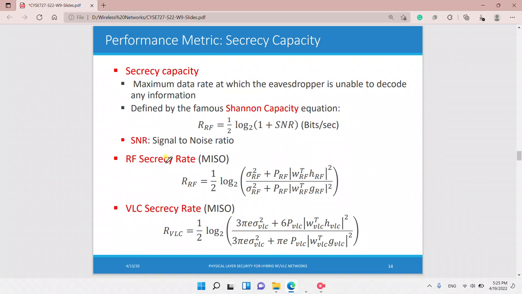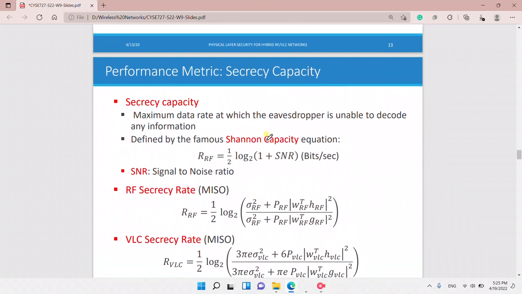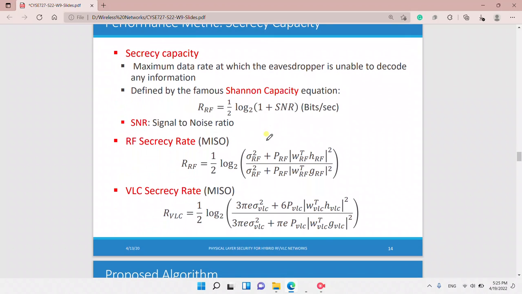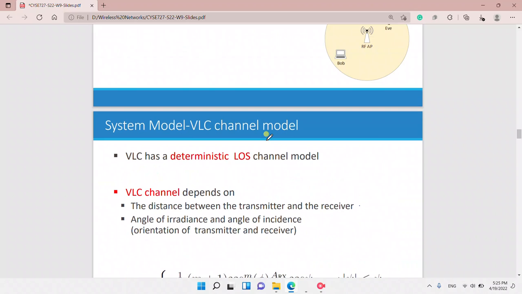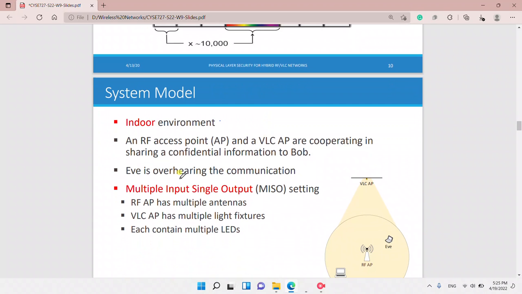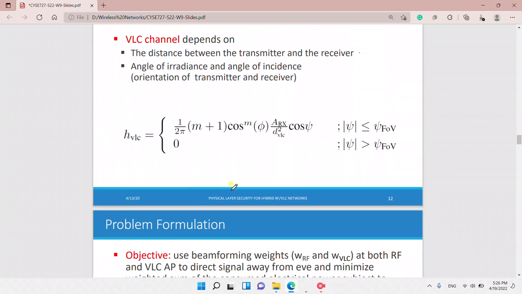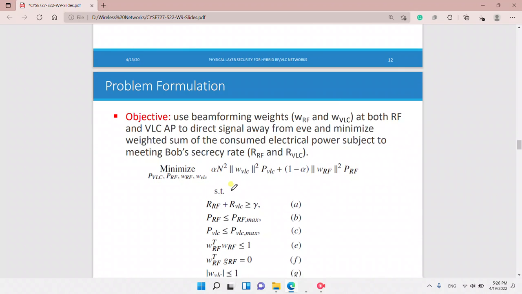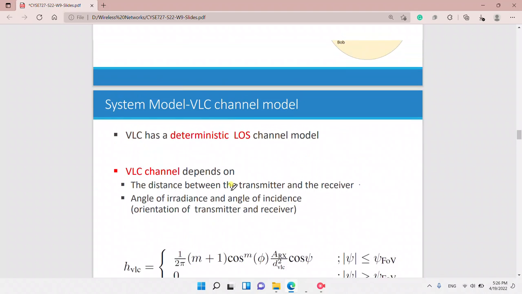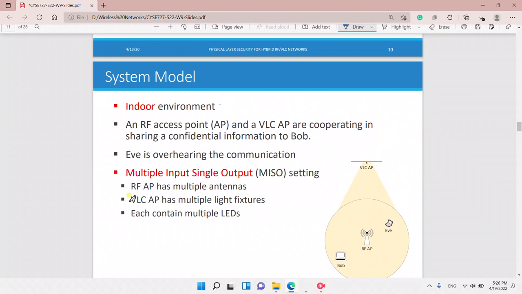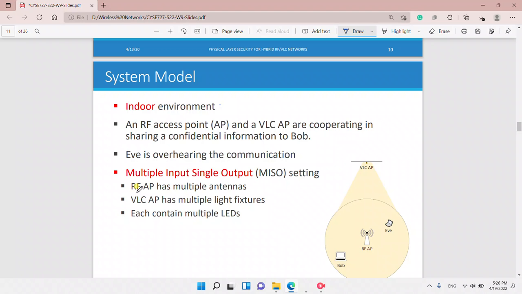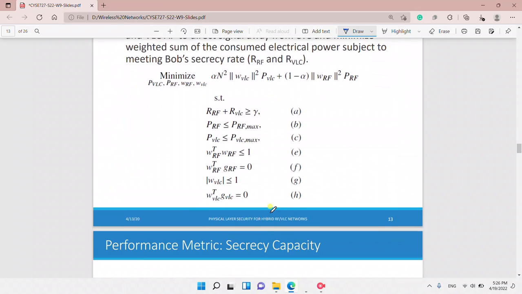The RF secrecy rate: it was multiple input, single output, right? Multiple inputs, one output. Let's see here what the setting is: the radio frequency access point has more than one antenna, and the VLC access point has multiple light fixtures, each containing multiple LEDs.